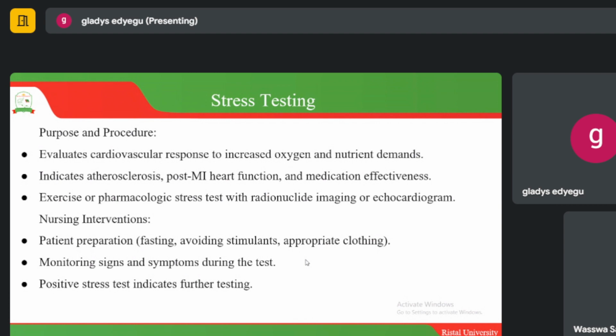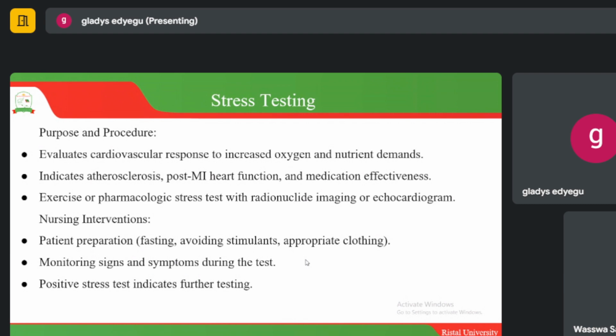Then exercise or pharmacologic stress test with a radionuclide imaging or echocardiogram. So you should also do this. The patients can do exercise, and you see how your patient is responding at the time of doing exercise. How is your patient feeling? What is the response of the patient? And then you also do the ECG and find out how the heart is responding to this stress of the exercise.